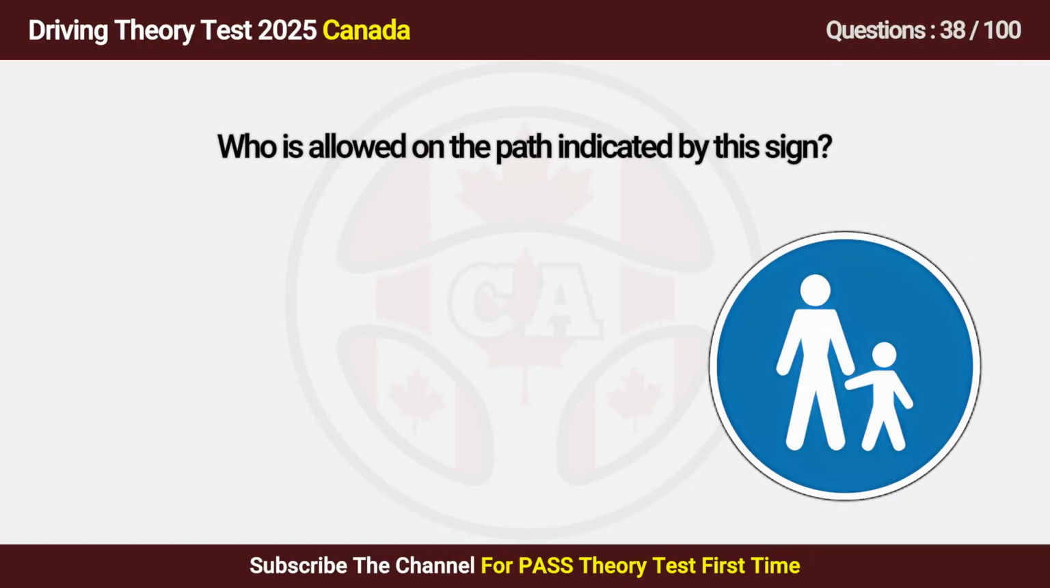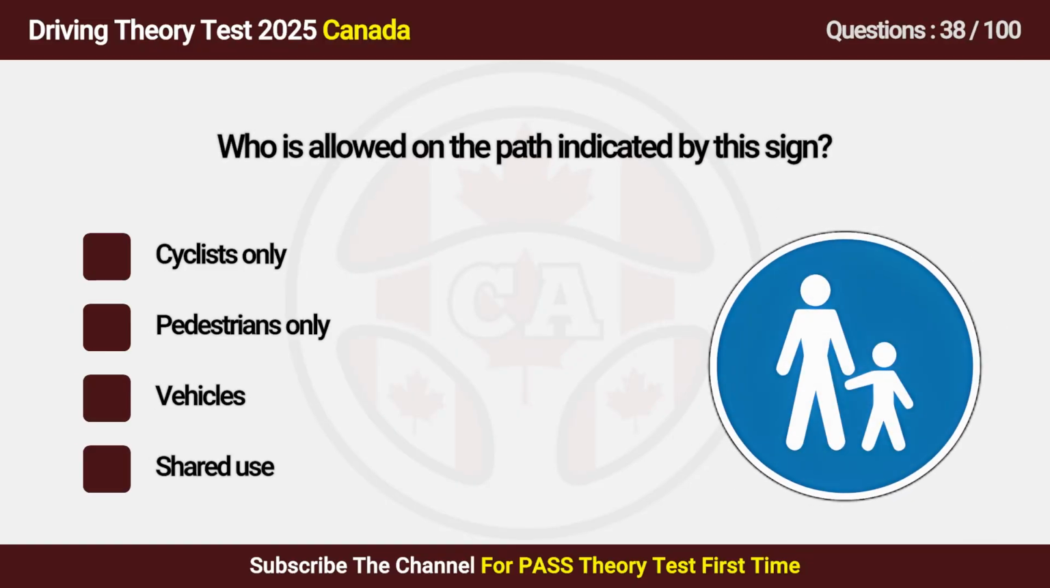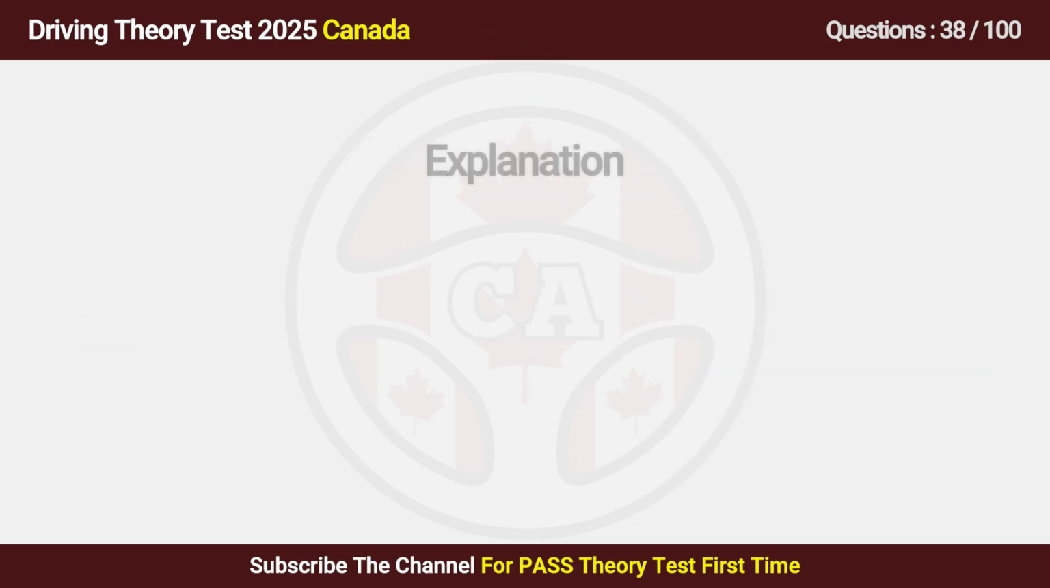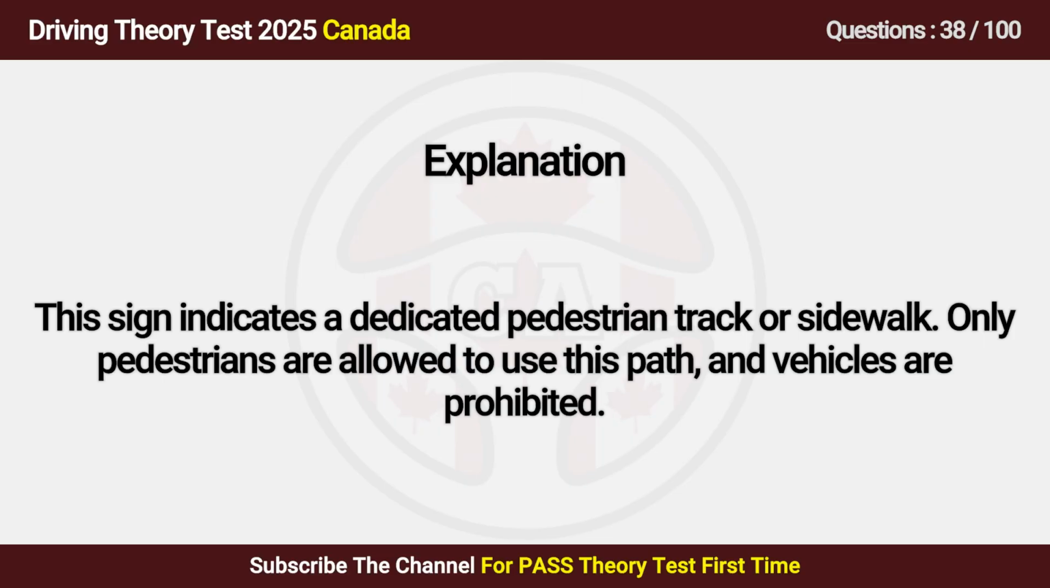Question 38. Who is allowed on the path indicated by this sign? A. Cyclists only. B. Pedestrians only. C. Vehicles. D. Shared use. Answer is B. Pedestrians only. This sign indicates a dedicated pedestrian track or sidewalk. Only pedestrians are allowed to use this path, and vehicles are prohibited.